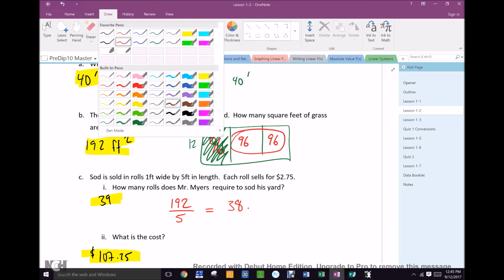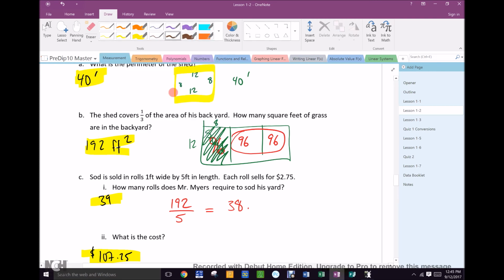The rolls are 5 feet long and 1 foot wide, so they cover 5 square feet. I need to cover 192 square feet. If I don't buy the 39th roll, I'm going to be left with a little patch of brown in my backyard.